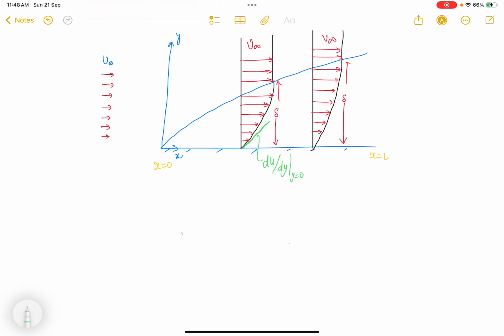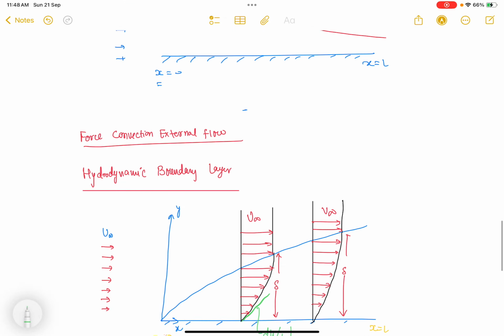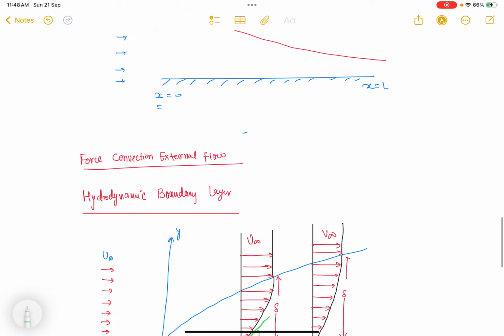Hello. So now we will move further in the chapter of force convection. So we will move forward on the topic of force convection at external flow. Right. So we have introduced till now the basic convection and the governing law of the convection heat transfer, that is Newton's law of cooling.